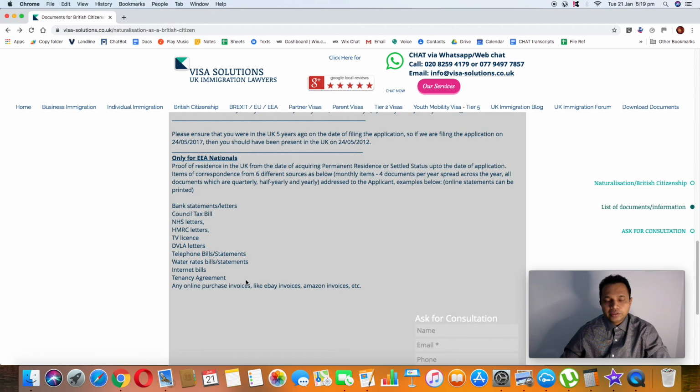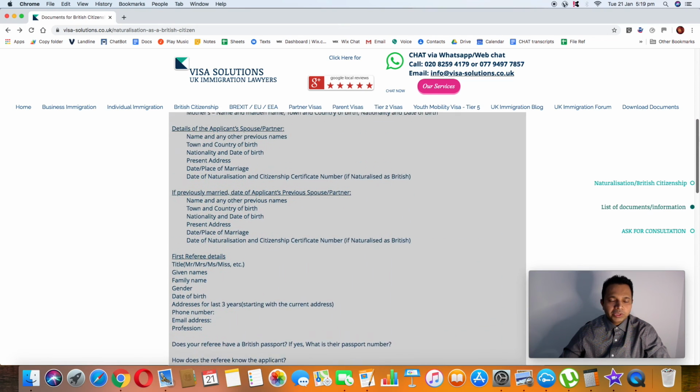Tenancy agreement. And the last on the list would be, if you are still short on documents, you can also submit invoices of online purchases which have a delivery address, which is your address and your name on it. So eBay invoices, Amazon, M&S, any stores. That would be the last on the list. So that is all about the list of documents.